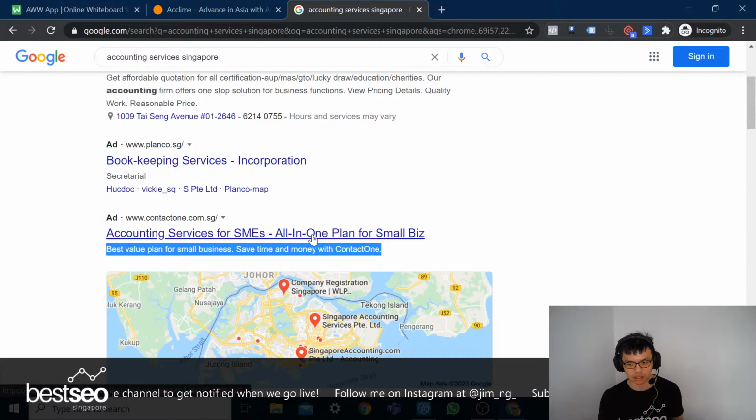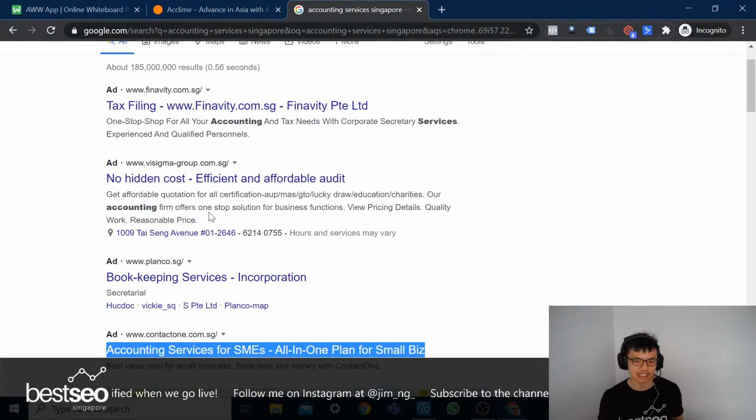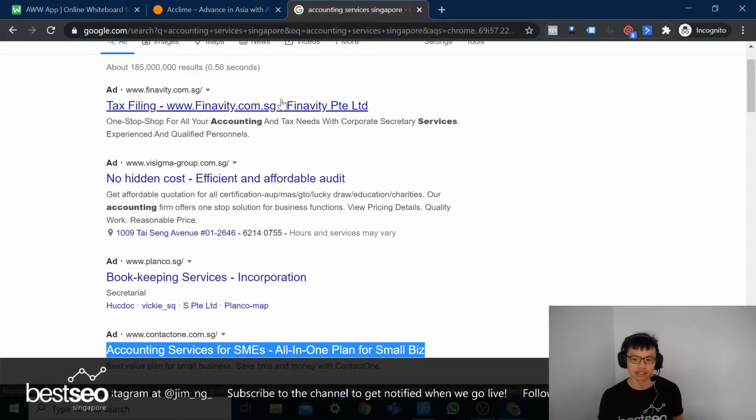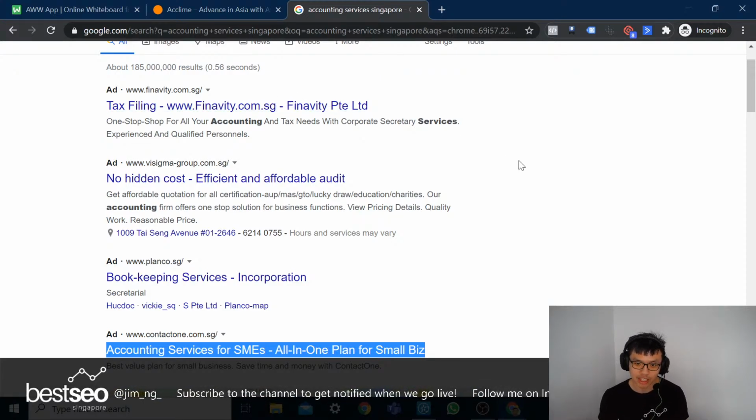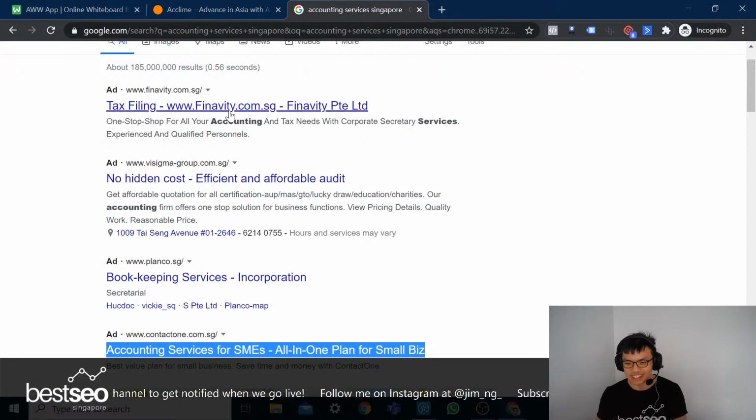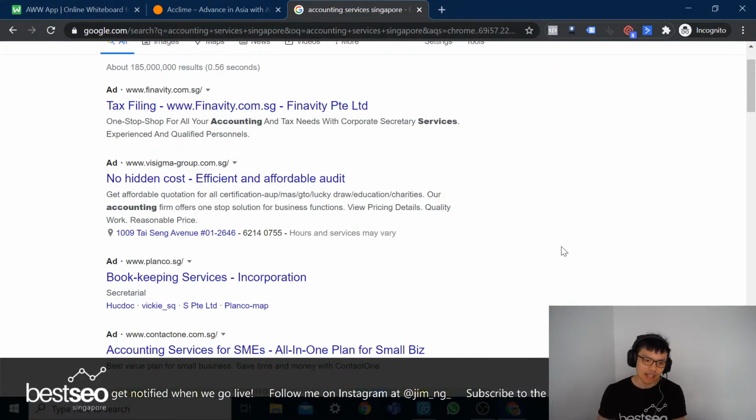Accounting service for SMEs, all in one plan for small biz. Again, it's just singing the same song as what everyone else does, and it's very hard for you to stand out in such a noisy marketplace where everyone is just saying the same thing. So then, let's get to the part where everyone is waiting for: how do I stand out in a noisy marketplace where everyone is singing the same song? Let me use myself as an example.